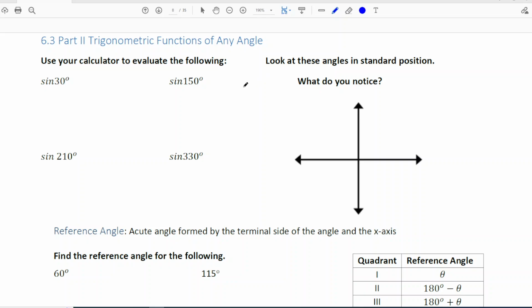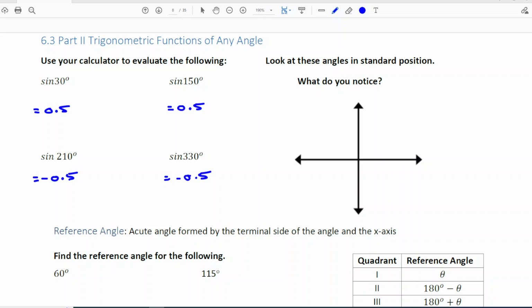But before we can go there, the first thing I want you to do is use your calculator, make sure it's in degrees, and I want you to plug these four function values in. So the sine of 30, the sine of 150, the sine of 210, and the sine of 330. So go. Pause the video. Okay, so sine of 30. Actually, I'll just pause it. I'll type them all in. The magic of the pause button.